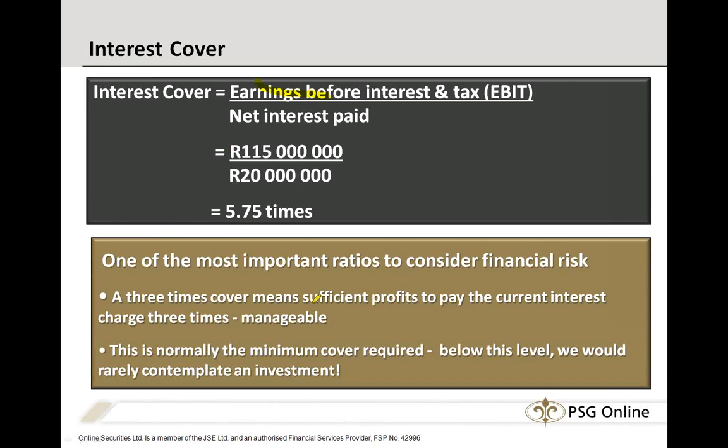So our criteria is 3 times cover. As long as the company can pay its interest out of profits 3 times, or it's covered 3 times, we say it's manageable. In this situation, 5 times by far meets our criteria. Less than 3 times, don't waste your time analyzing this company. It's a risk, so rather look into something else.